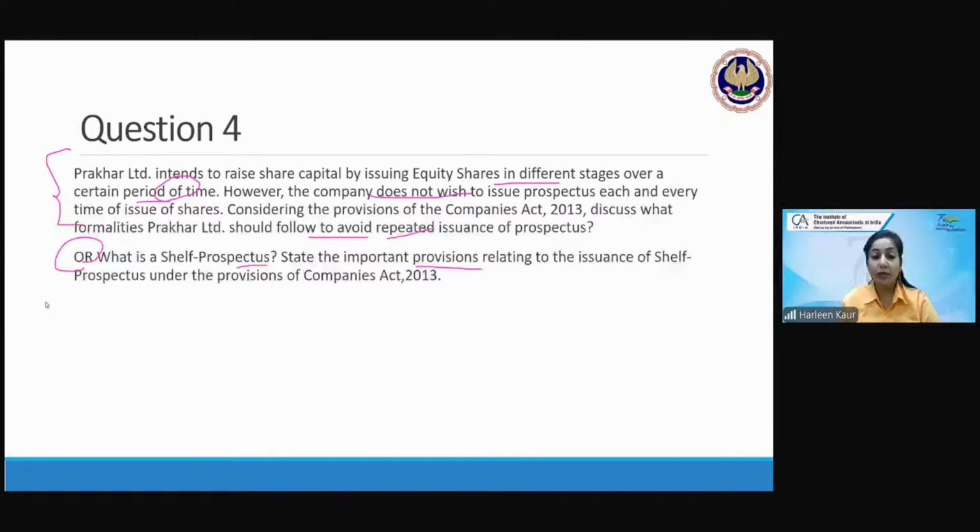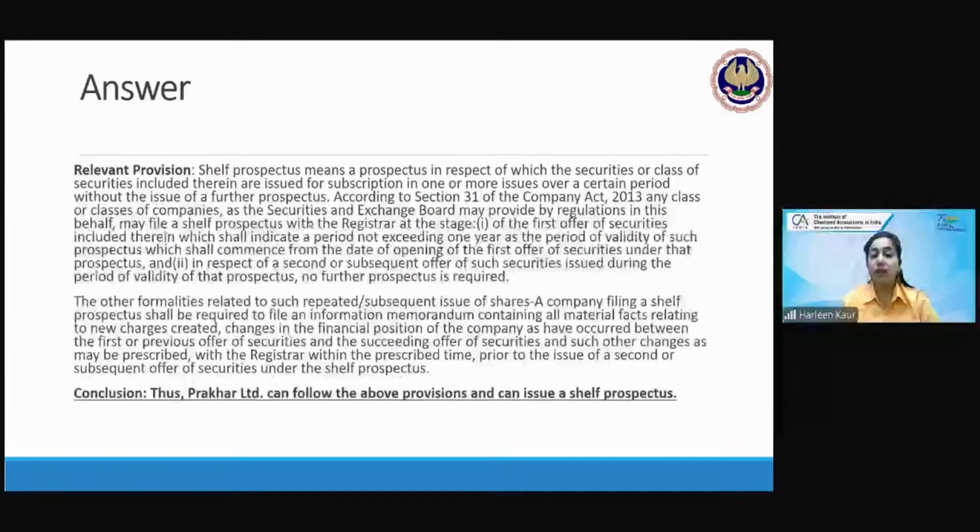If such a question comes to all of you, you have learned the 3 important dates. You simply have to write shelf prospectus, give its definition, and the stages, how it is given. You have to mention the validity period, underline whenever you give such things in the exam: 1 year period. For subsequent issues, you're not issuing a prospectus. Other things are you're filing the information memorandum, telling about the changes in financial position, and it has to be given within 1 month. Within prescribed time means within 1 month prior to the issue. Then that means the company has to comply with the above provisions and can issue a shelf prospectus.